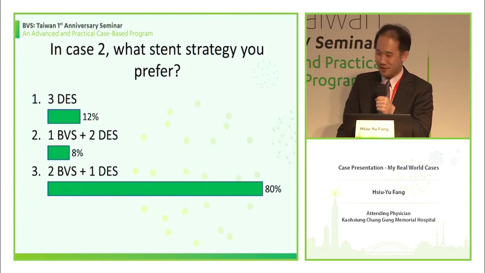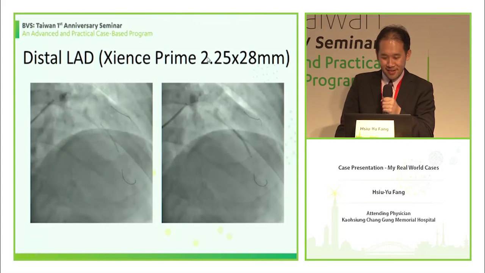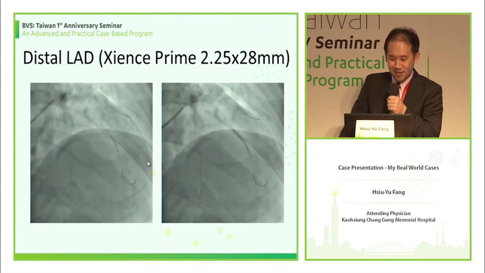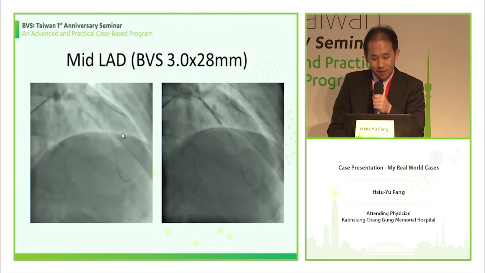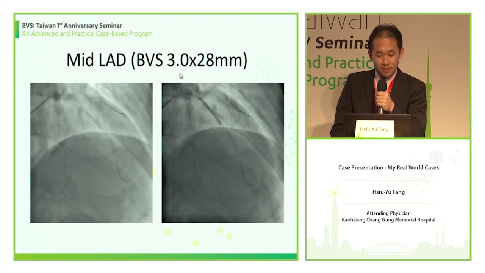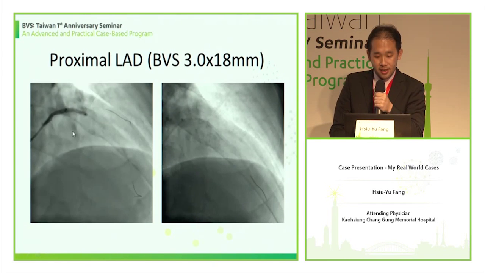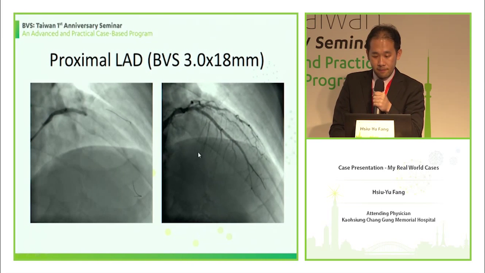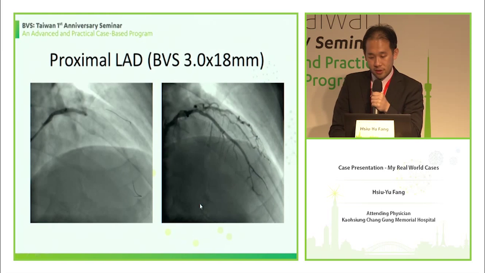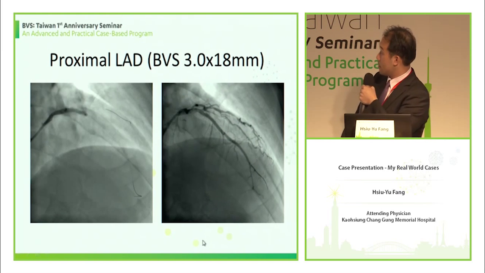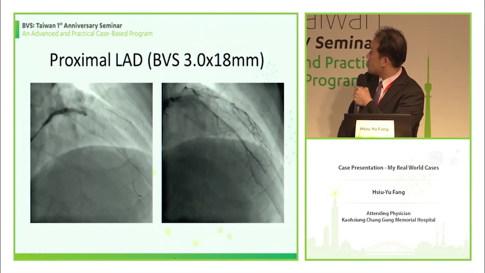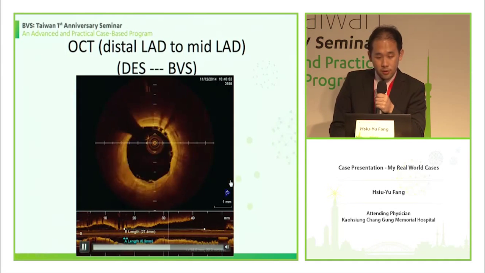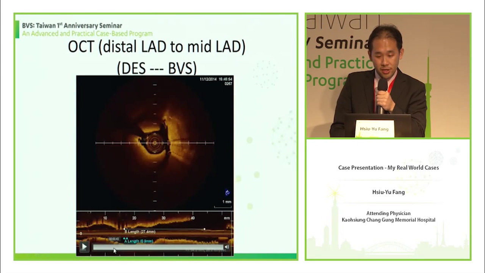Okay, change back to my slide, please. This is what we thought about it. So we decided to put a Xience Prime 2.25 by 28 at the distal LAD, and mid LAD with BVS Absorb 3.0 by 28, and the proximal LAD with 3.0 by 18 at the near ostium. And after that, we do, of course, the post-dilatation with the NC Trek balloon. You can see the final LAD showed a very good result. And also we checked with the OCT finally.